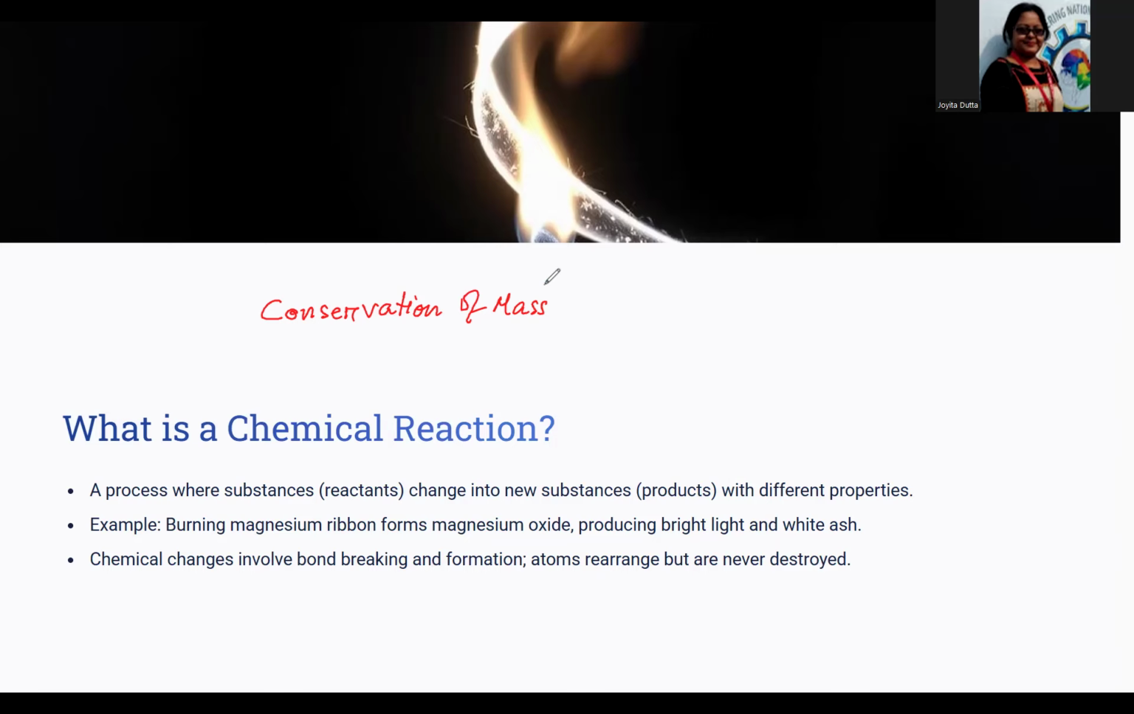So carbon is there, oxygen is there, it forms carbon dioxide. Carbon will be there in both the reactant and the product side. Oxygen will be there in both the reactant and the product sides. If 2 moles of oxygen are there, then I will have 2 moles of oxygen in the product side as well. For that, it is very important to maintain the conservation of mass by balancing the equation.